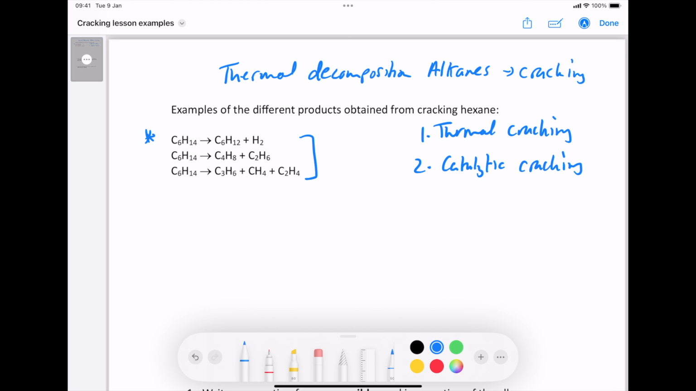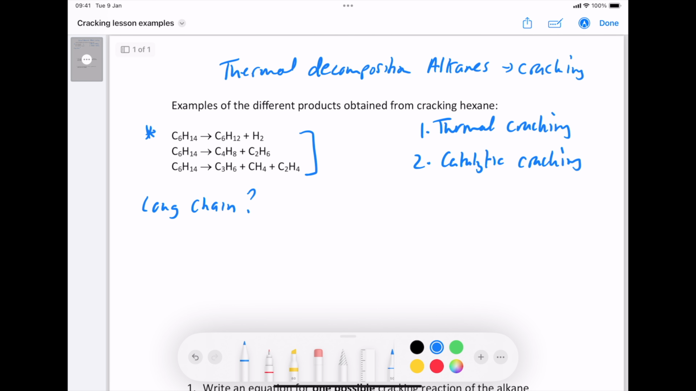So when I say long chain alkane, what does that mean? Usually around 20 carbons onwards. For example, C40H82 would then be cracked into smaller alkanes and alkenes, which are more commercially useful. In other words, they can be sold for more money because they're more useful. Whereas longer chain alkanes like this tend to be more thick, more viscous, not as flammable, and just not as useful. So that is why cracking takes place.